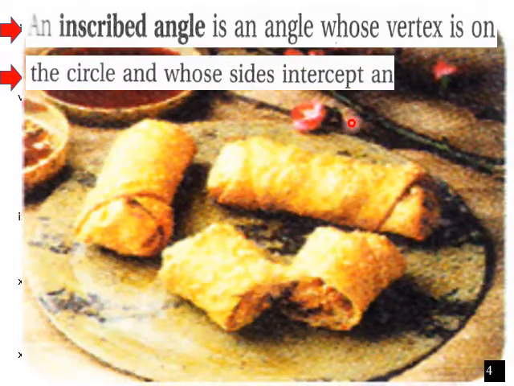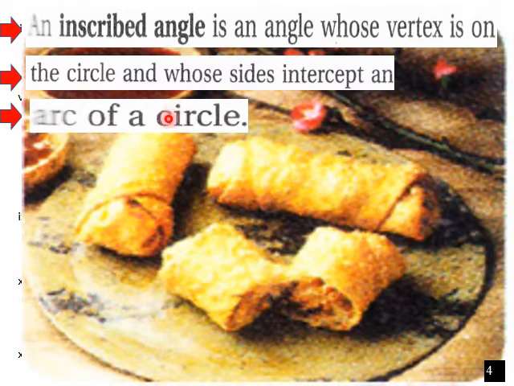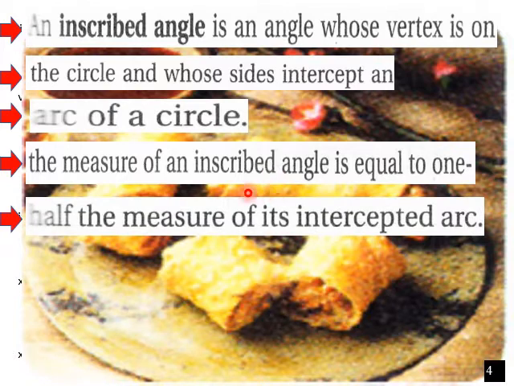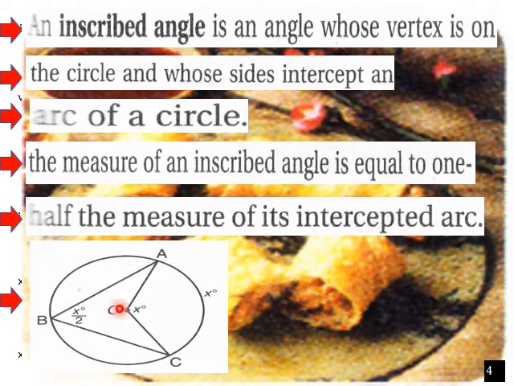An inscribed angle is an angle whose vertex is on the circle and whose sides intercept an arc of the circle. So let's get an example of that up. The measure of an inscribed angle is equal to 1/2 the measure of its intercepted arc. So here we have an example. An inscribed angle is an angle whose vertex is on the circle. So this would be an inscribed angle here, and this would be an inscribed angle here. The measure of an inscribed angle is equal to 1/2 the measure of the intercepted arc.